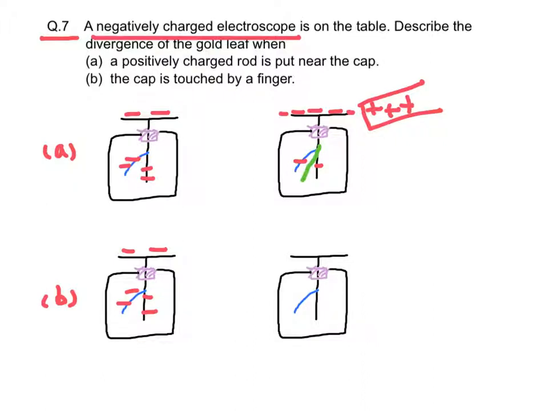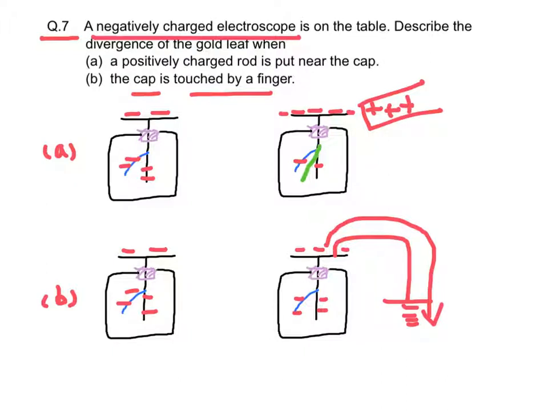For part B, if the cap is touched by the finger, that means the electroscope is being earthed. All the negative charge on the electroscope will go through the hand to the earth. As a result, the electroscope becomes neutral. Hence, the gold leaf will collapse.